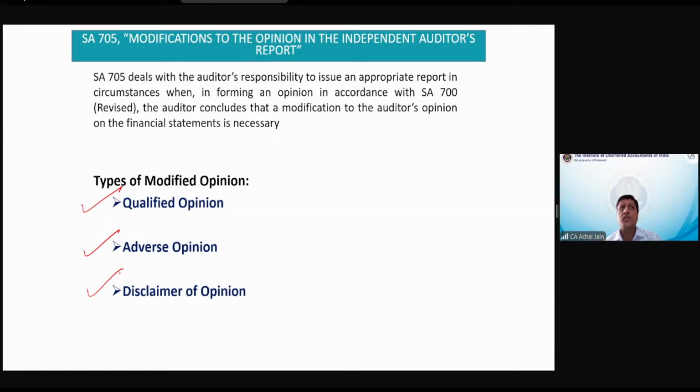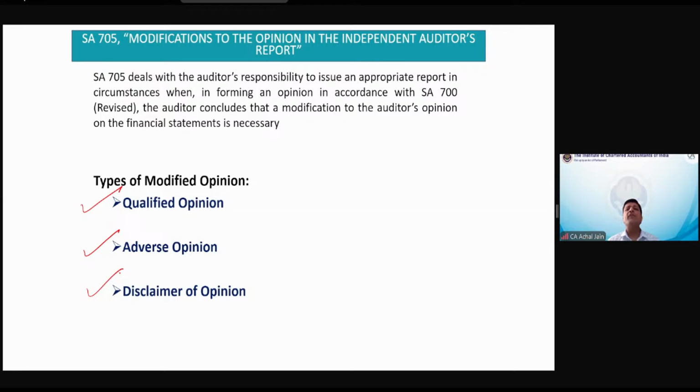Yes or no? Because if the auditor says that there is a material mistake, does it mean that the auditor can just go and choose any of these opinions? The answer is no. It's not a choice. So therein the auditor will have to find out which of these modifications need to be included in the auditor's report.